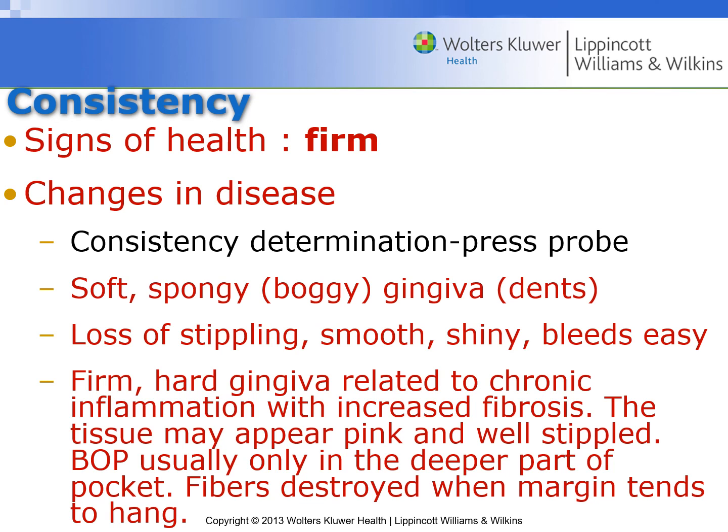Firm, hard gingiva is related to chronic inflammation with increased fibrosis. So if they have chronic inflammation, which they've had for a long time, they can have a really diseased tooth, but the gingiva will look firm and hard, almost like that nodular. It may appear pink and be well stippled. Bleeding on probe is usually only in the deeper part of the pocket, but the fibers have been destroyed when the margin tends to hang down, like even in some of the rolled margins.